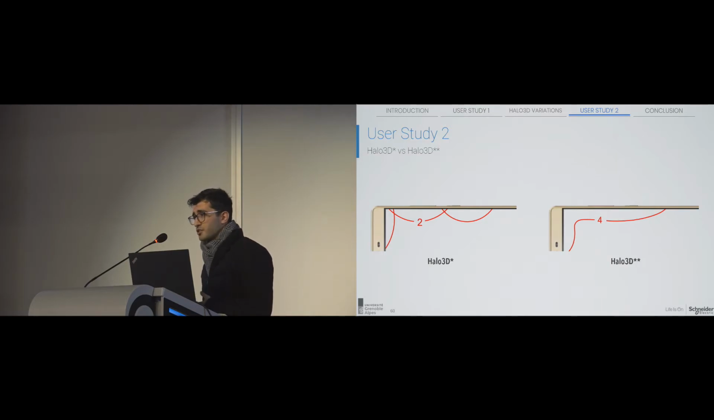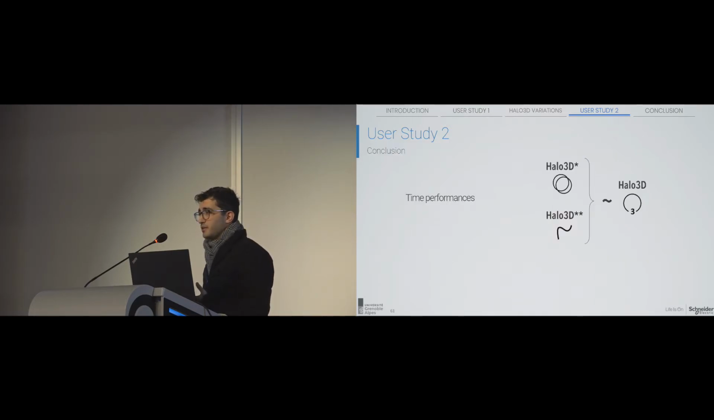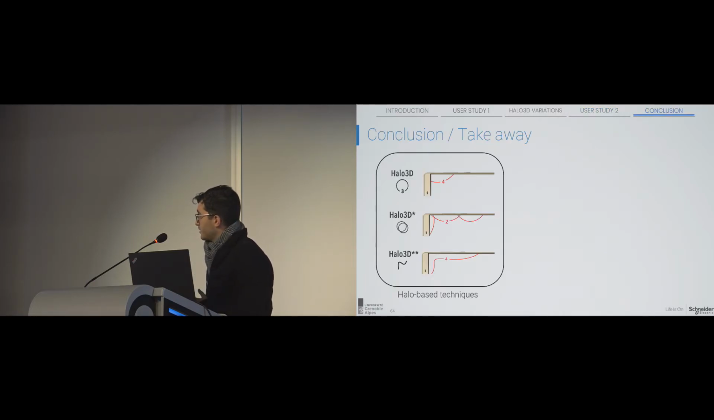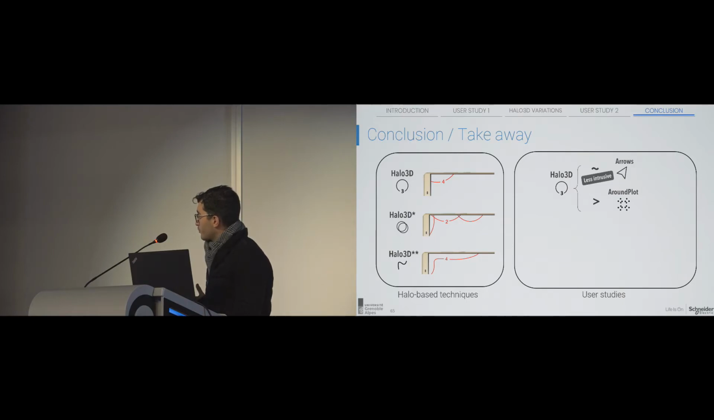So what can we conclude from this user study? First, all Halo-based techniques have similar performances, but Halo 3D Star and the curves were judged as more able to show and display the spatial distribution of the points of interest. So in this presentation, I presented 3 variations of Halo techniques that work in augmented reality. We saw that Halo 3D had similar time performances as the arrows, while being less intrusive on screen, and is faster than the AroundPlot. And secondly, we saw that all Halo-based techniques have similar performances, but the curves and Halo 3D Stars were judged more able to show the spatial distribution of the points of interest.